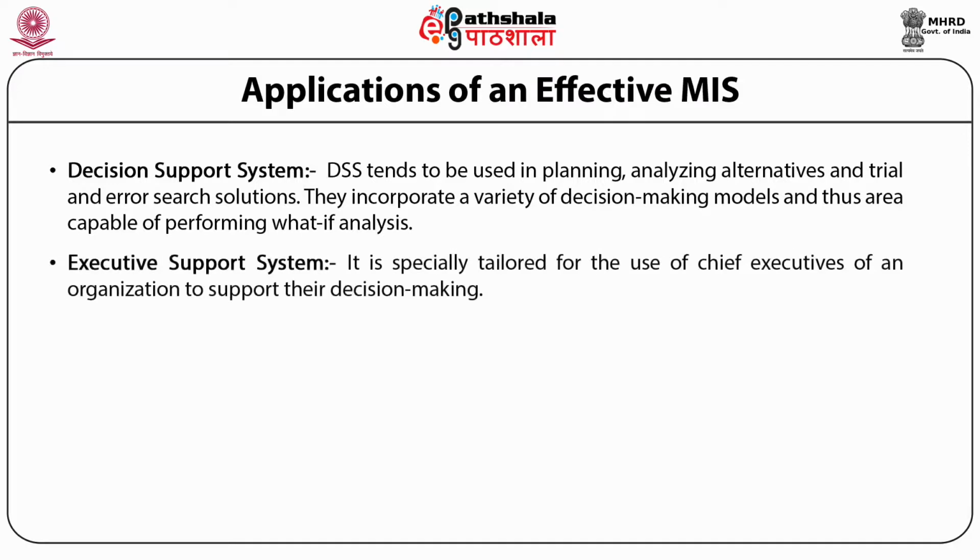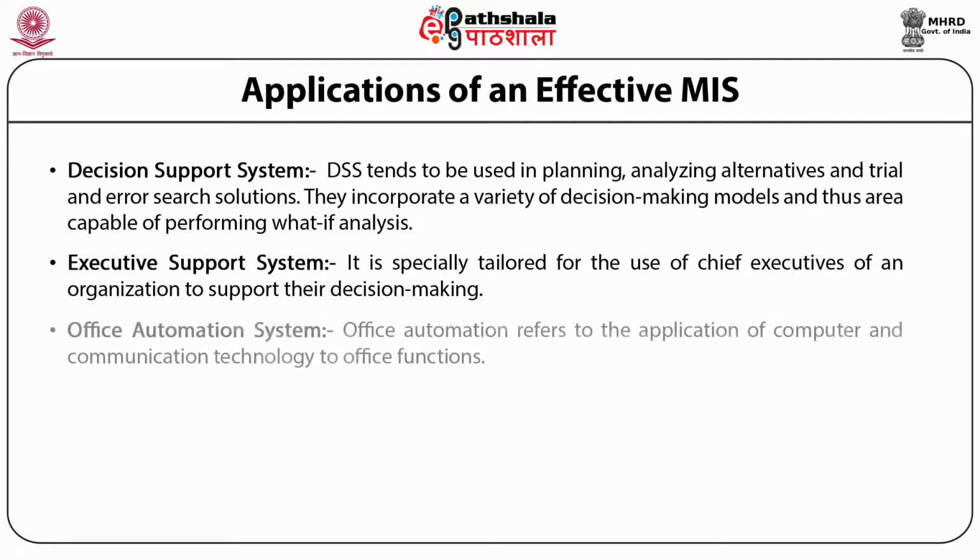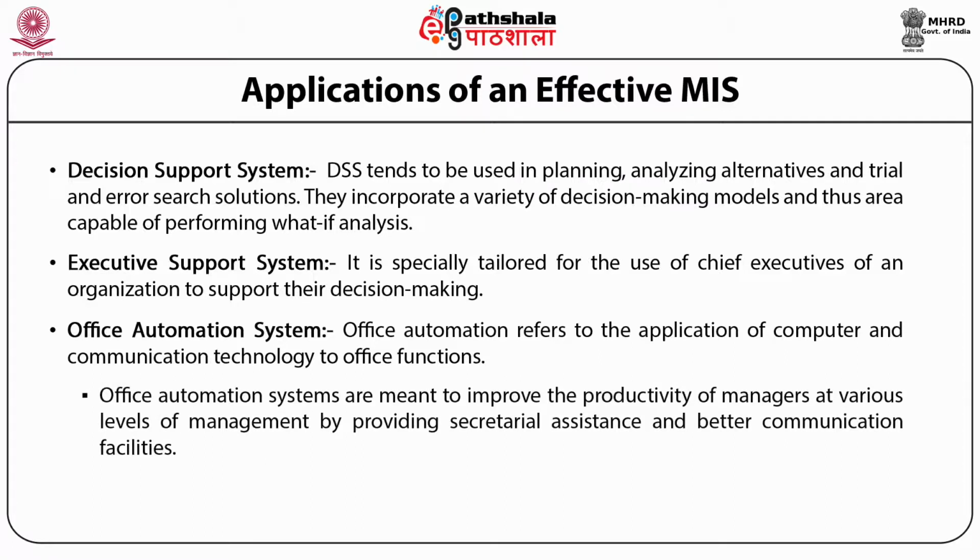Executive support system is specially tailored for the use of the chief executives of an organization to support their decision making. And lastly is what we call the office automation system. Office automation refers to the application of computer and communication technology to office functions. Office automation systems are meant to improve the productivity of managers at various levels of management by providing secretarial assistance and better communication facilities.